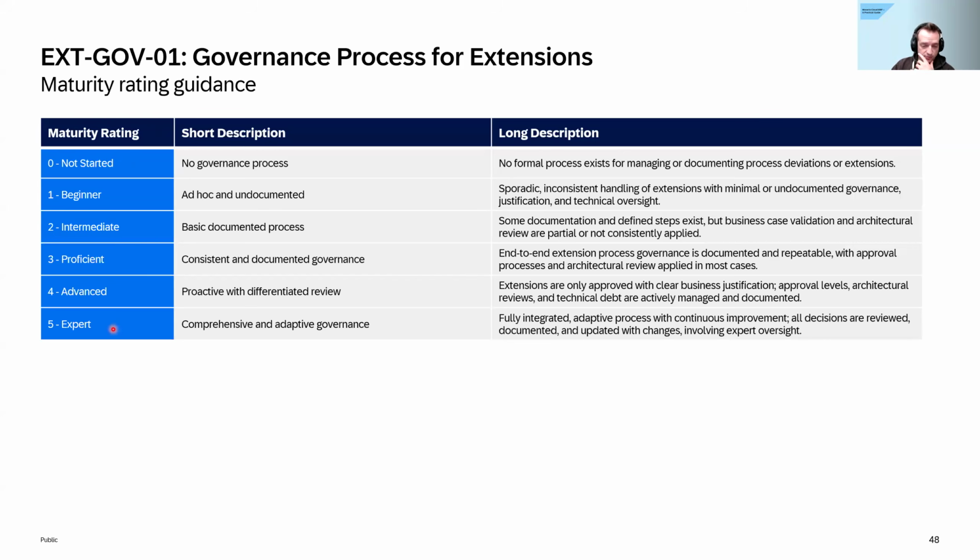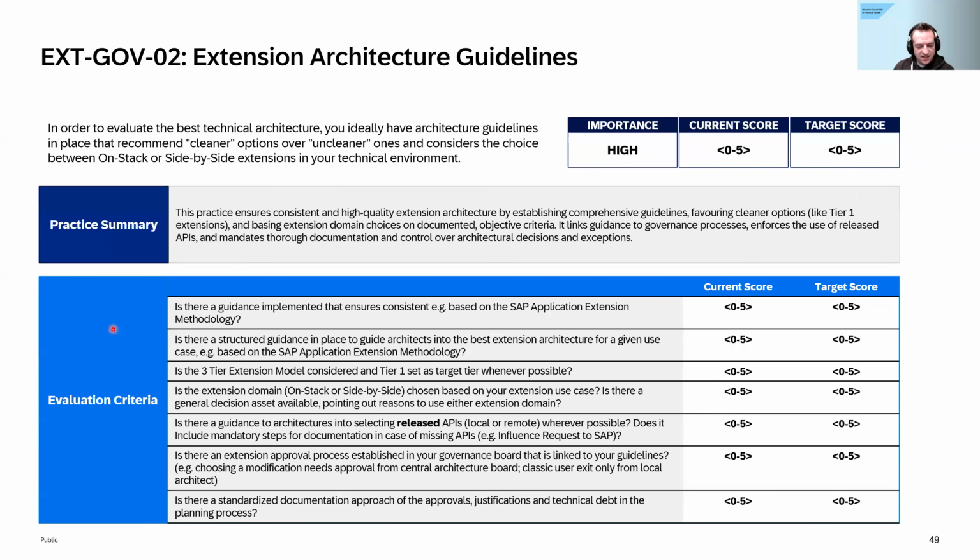We have this for all the different practices. And we also have, you can see here, extension architecture guidelines. Do you have, for example, something like the application extension methodology or something comparable in place? So a structured guidance to guide architects into the best architecture. Do you have the extension domain chosen based on your use case? Is this done based on a general decision asset, or is it done based on an expert only?